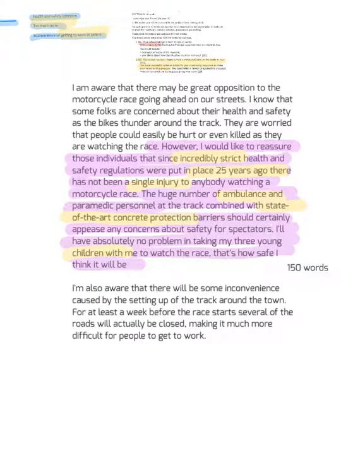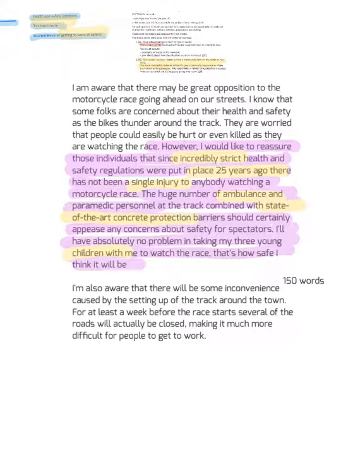Right, so what I want to draw your attention to here is that I'm not trying to belittle the other argument. I don't want to make the person who has a legitimate problem that they're going to be late for work. I don't want to belittle that. I don't want to make them feel that it's not worth talking about. So I do actually go into a little bit of detail. I talk about the fact that for at least a week, before the race starts, several of the roads will be closed, making it much more difficult for people to get to work. So I'm being honest about what the issues are going to be.